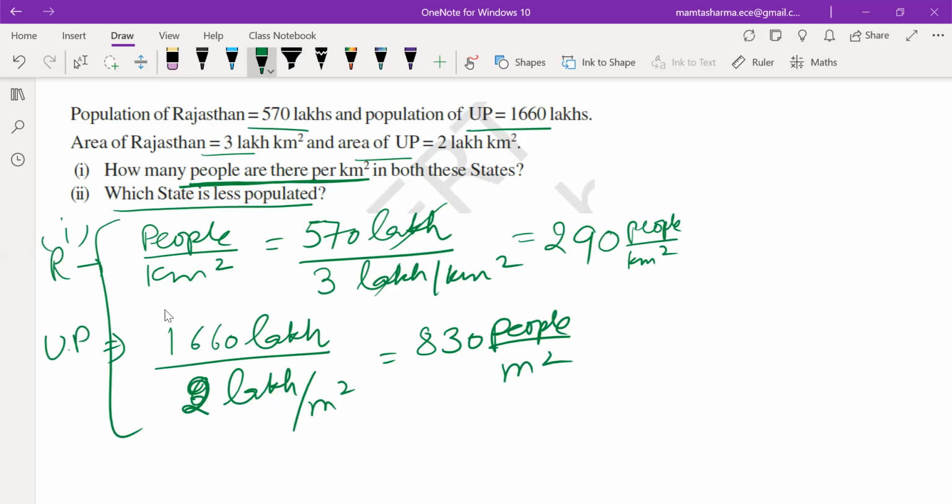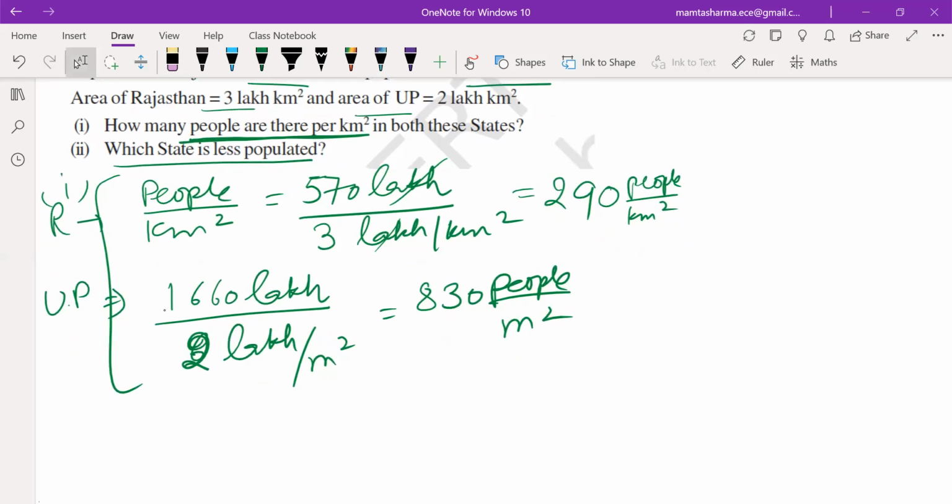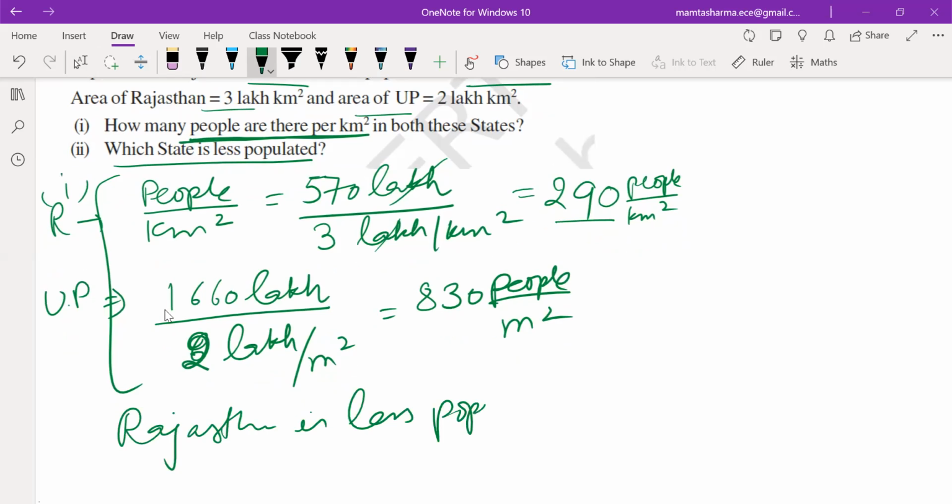Second, which state is less populated? Which one is less? Rajasthan. Obviously 290 is less than 830. So Rajasthan is less populated.